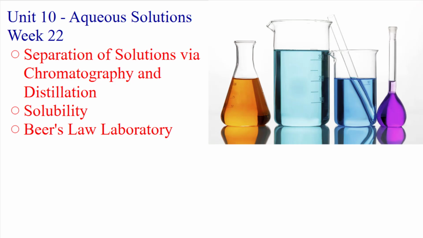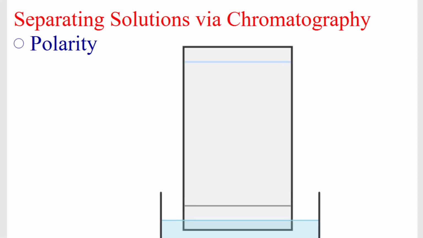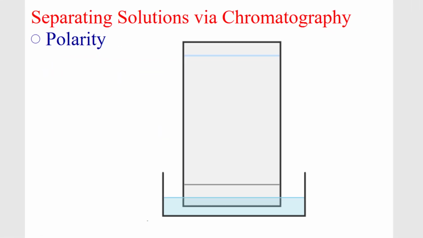We're going to do it with two things, chromatography and distillation. Also, we're going to take a look at solubility. How do things actually dissolve? What things do dissolve, what things don't dissolve? How soluble are certain substances? And last, we're going to take a look at what's called the Beer's Law Laboratory. So let's first take a look at separating solutions via chromatography.